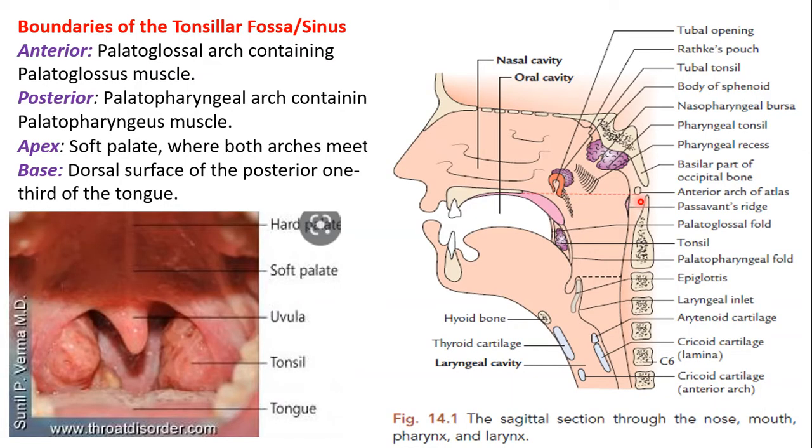So now the boundaries of the tonsil. What are the boundaries of the tonsillar fossa? Anteriorly the palatoglossal fold, which consists of the palatoglossus muscle, and posteriorly the palatopharyngeal arch or fold, which consists of the palatopharyngeus muscle. In this diagram you can see the apex, consisting of soft palate or roof, while the floor or base is formed by the posterior one third of tongue. These are the boundaries of the tonsillar fossa, very important.